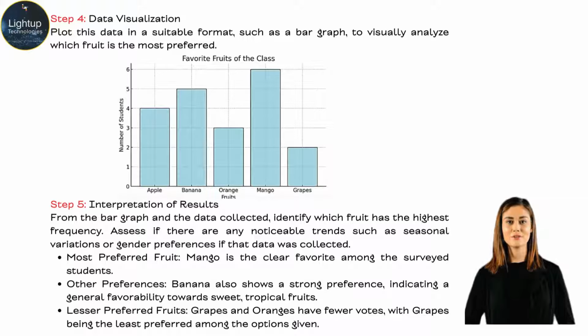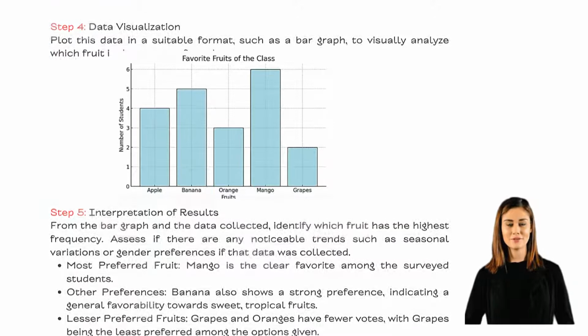Mango is the clear favorite among the surveyed students. Other preferences: banana also shows a strong preference, indicating a general favorability towards sweet, tropical fruits. Lesser preferred fruits: grapes and oranges have fewer votes, with grapes being the least preferred among the options given.